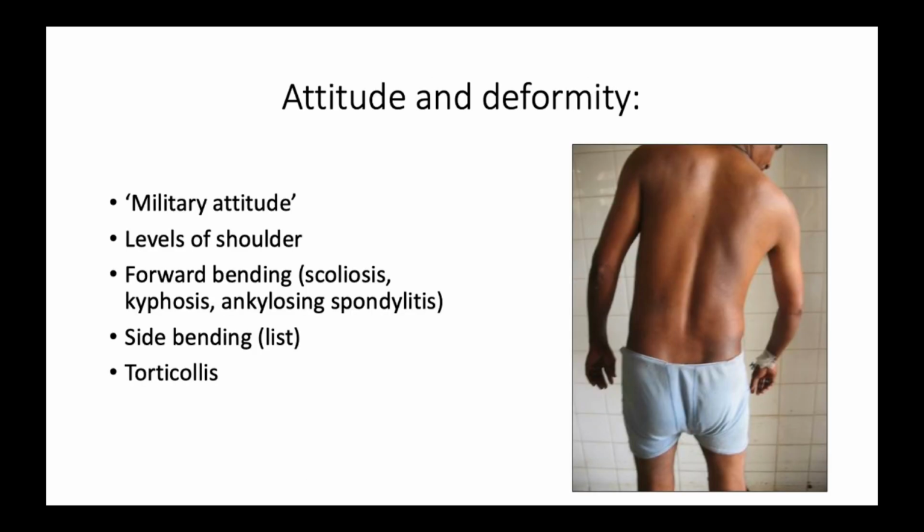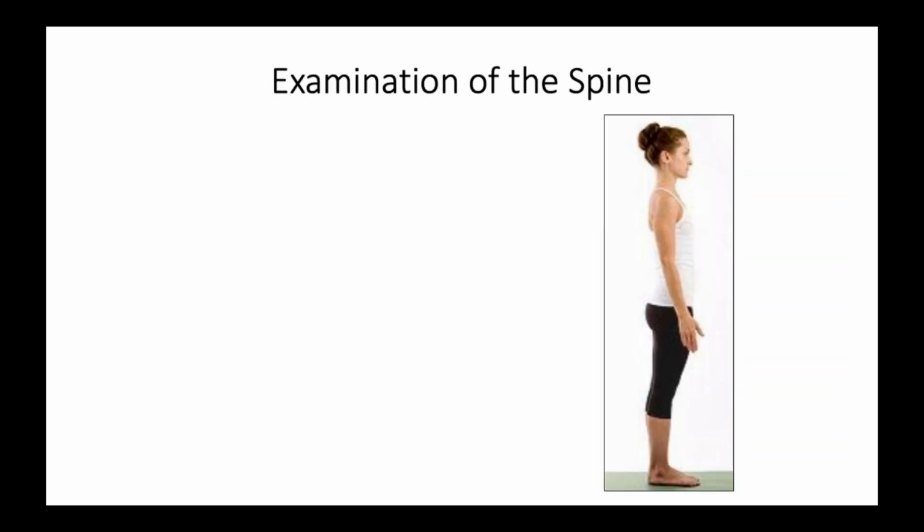So the local examination starts with inspection. In inspection, we check for the patient's attitude and deformity. So military attitude, the levels of shoulder are to be noted. Coronal plane deformity like list is an indicator of some underlying pathology like prolapsed intervertebral disc. Here we can see in the image the list that is present, where the patient tilts away, and that is a position of comfort.